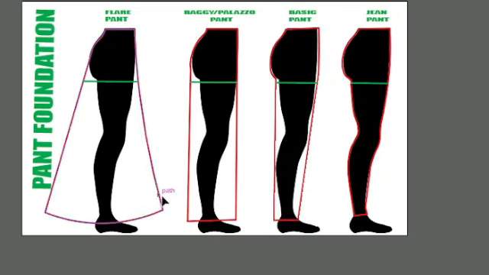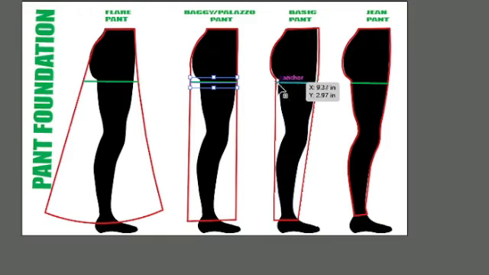There are 4 basic foundations of pants or trousers. As you can see from the diagram on your screen, first is your flare pant foundation. Second is your baggy pant foundation. Third is your basic pants. And fourthly is your jean pants foundation. For the flare pant foundation, you can see that the trousers hang away from the buttocks and from the abdomen. From the illustration here, you can see that it has a longer crotch extension.